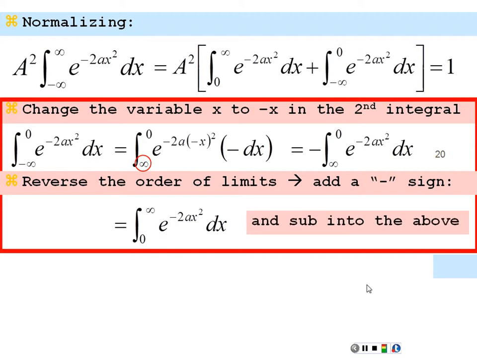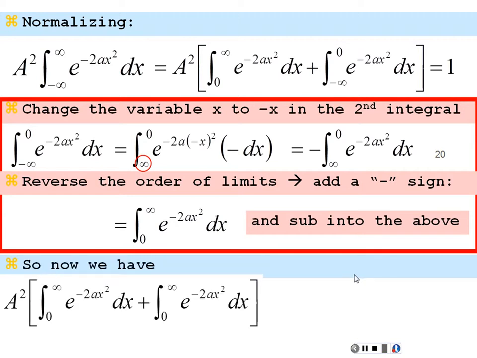We now have A squared times the integral from 0 to infinity of e to the negative 2a x squared dx plus the same integral from 0 to infinity of e to the negative 2a x squared dx is equal to 1. So that's going to be 2A squared times the integral from 0 to infinity of e to the negative 2a x squared dx equal to 1. Bear with me, we're headed somewhere with this.